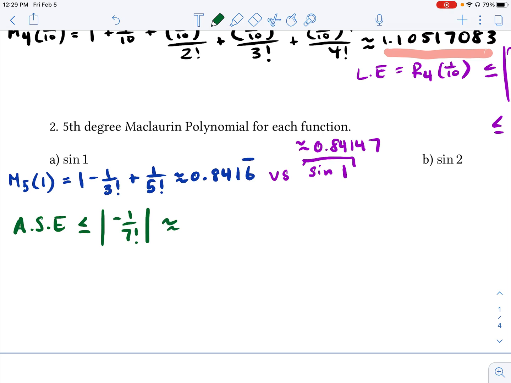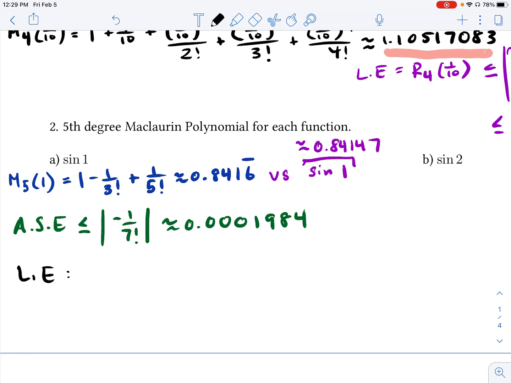The next term would be negative 1 over 7 factorial. And this comes out to 0.00001984. That's a pretty good approximation. That's a pretty good error, right? It's a pretty small value there. Now let's compare that to the Lagrange error, because we can always find the Lagrange error for any approximation. We can't always do the alternating series error bound, but we can always do the Lagrange error bound.